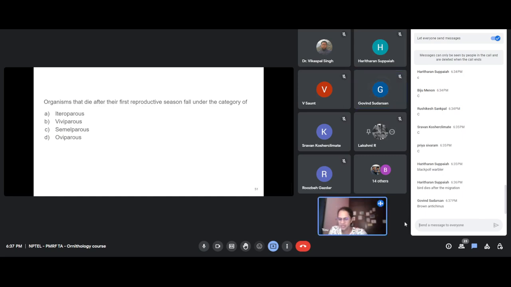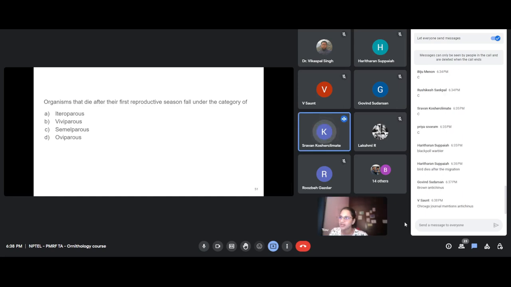Any other information on the black poll warbler? I'm trying to look it up, but I'm not able to. I don't get any bird in semelparous. Right, it's insects and arthropods, like a scorpion. You have the praying mantis as well, after mating. But not in birds.